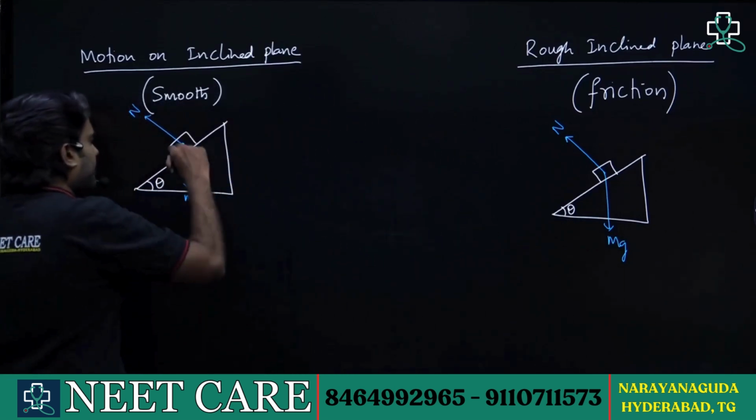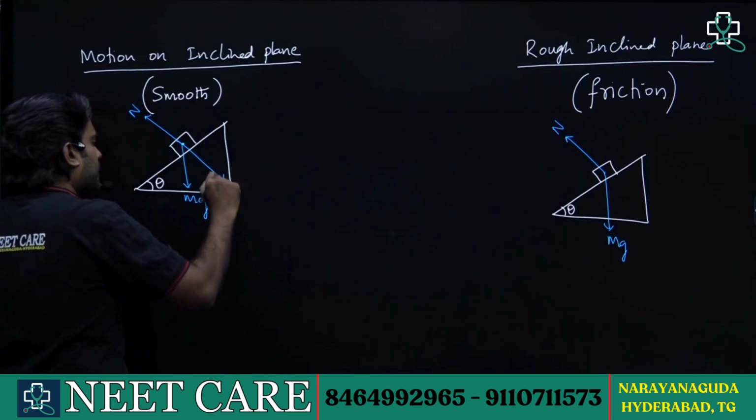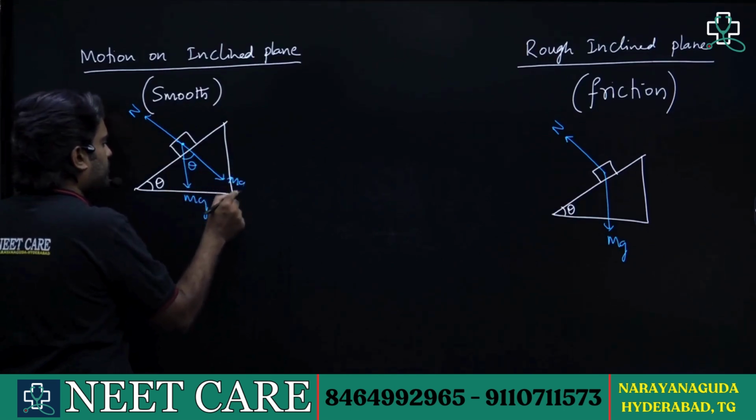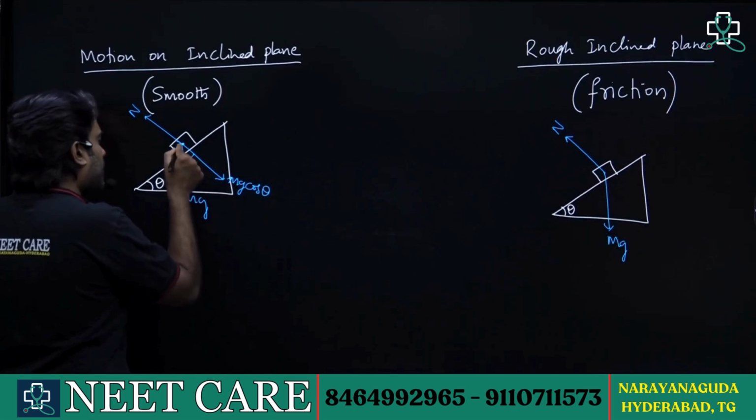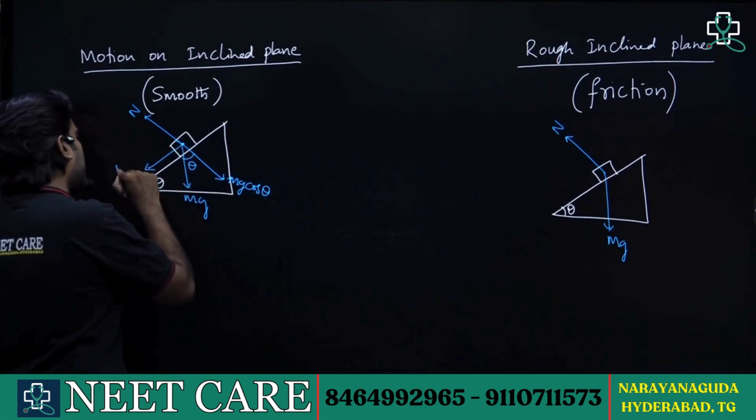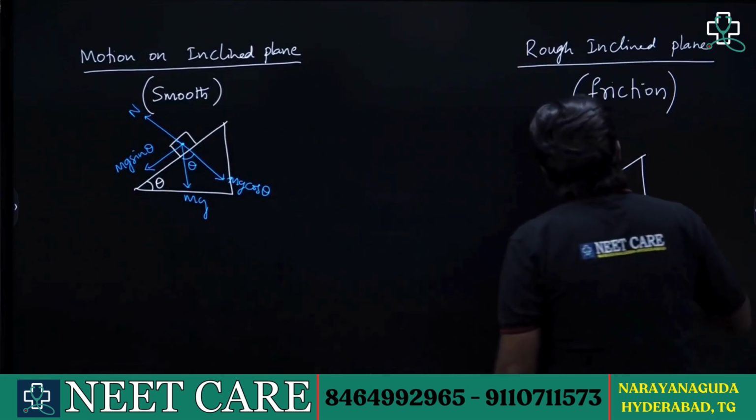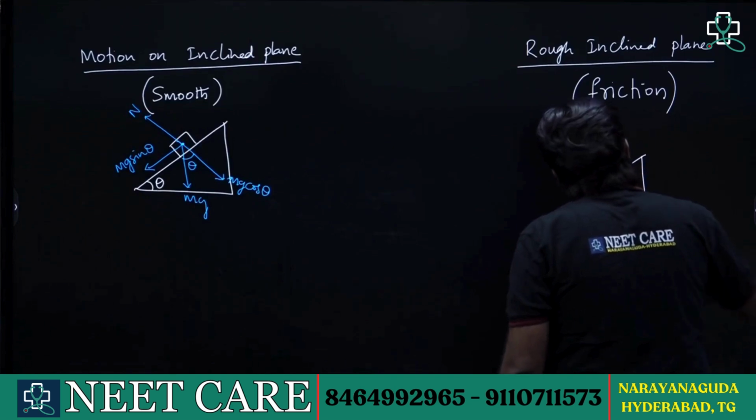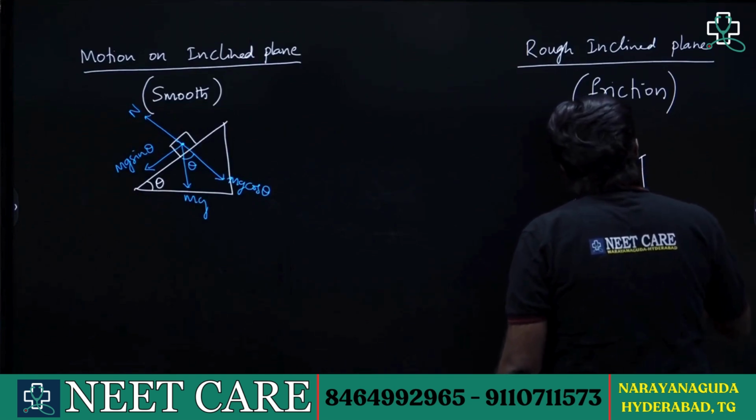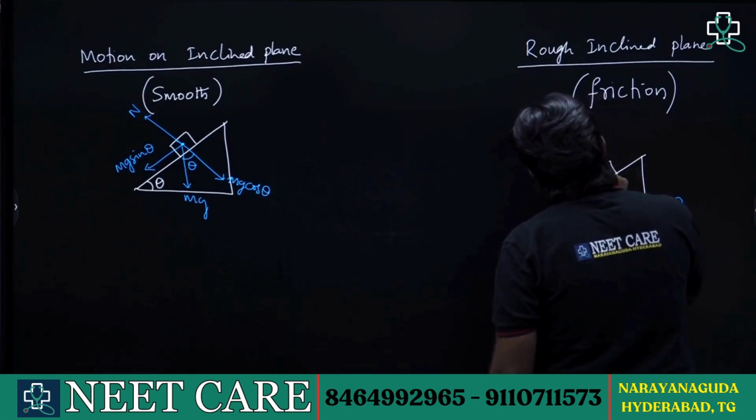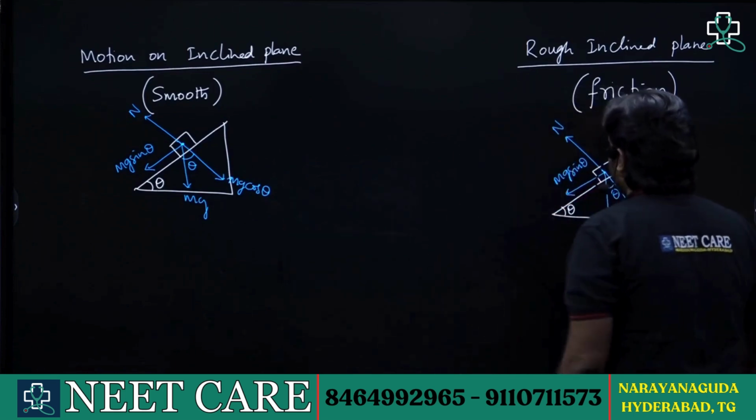As a part of that resolution, if this is theta, by geometry this would be theta, and this will become mg cos theta, and the component along the plane will become mg sin theta. That's it. On the rough inclined plane, the same resolution is there. So this will be mg cos theta, and this will be mg sin theta. But here no friction, and here friction is present.